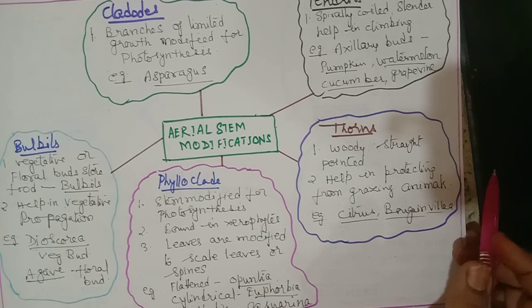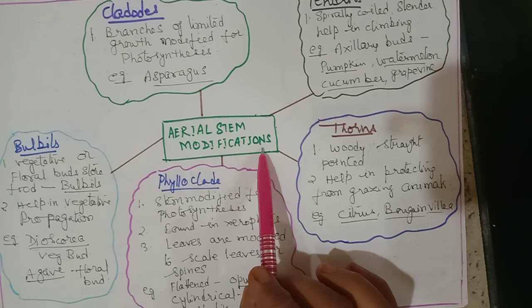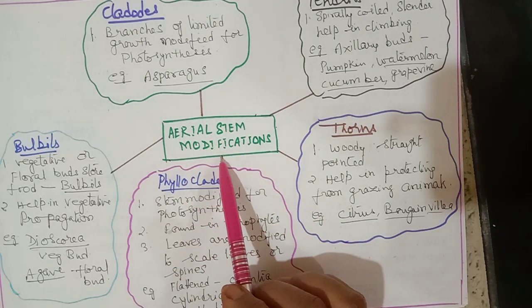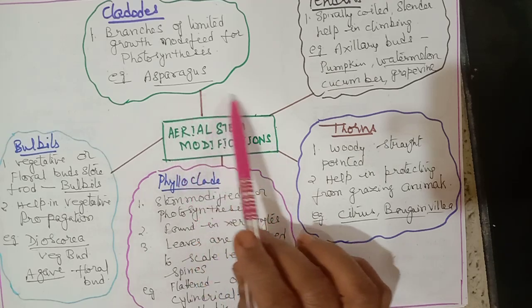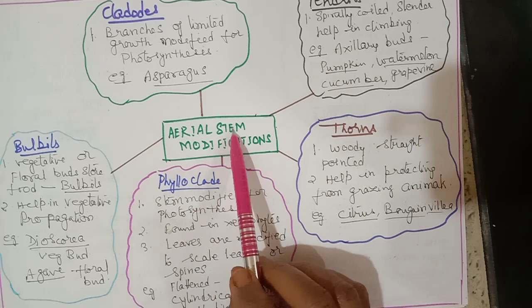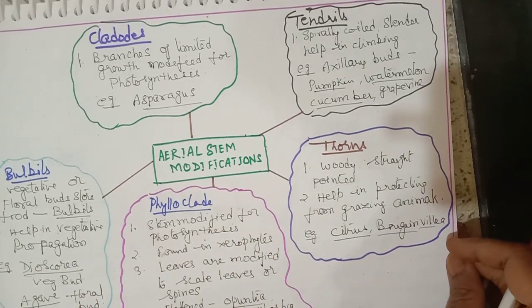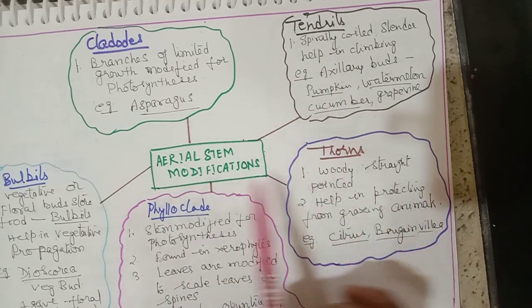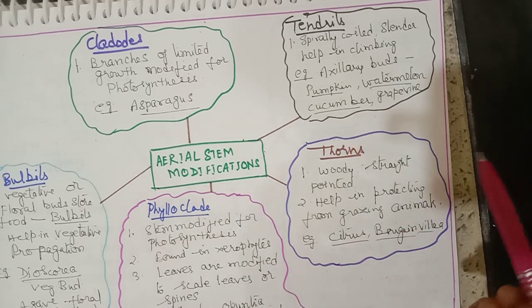Now in this session we are going to discuss the aerial stem modifications. As we know, aerial stem modifications are those which are present above the soil. There are 5 different types of aerial stem modifications. For your convenience, I have written all in one page. This type of representation, we can call it a mind map. It will be very easy for you to read everything in one place. So I want you to learn and note it down properly.